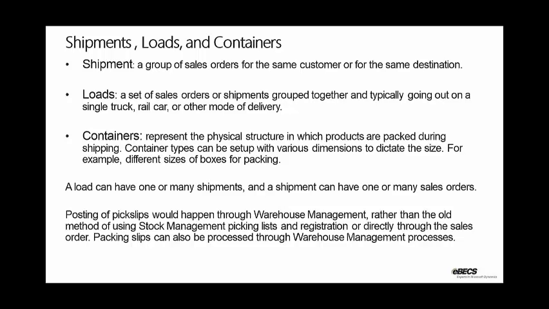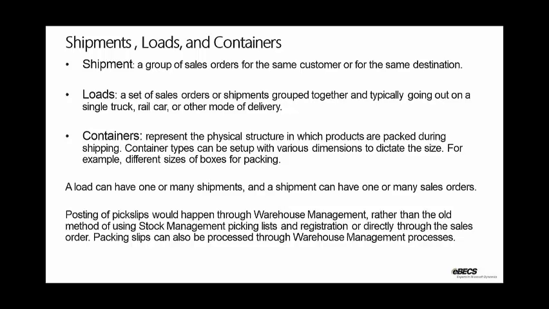That way, when you're packing in AX, you can actually say what items went into which container and then print out forms that say what's in each box, if you need those for customs purposes or for delivery notes. And then just a few small notes. A load can have one or many shipments, and a shipment can have one or many sales orders. That might be obvious per the descriptions above, but it's an important note because some companies decide to do a one-to-one relation and others rather have it split up with many shipments in a single load.